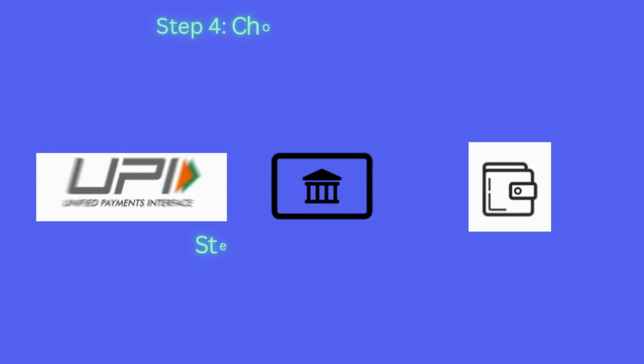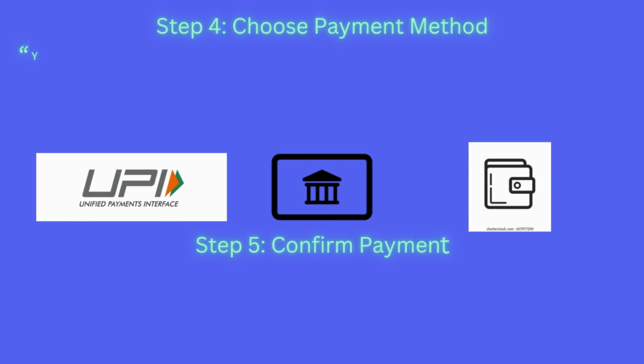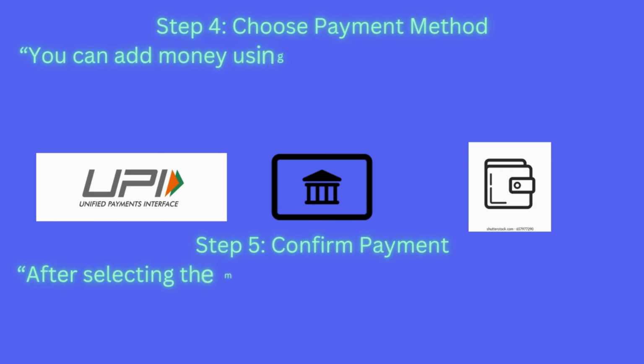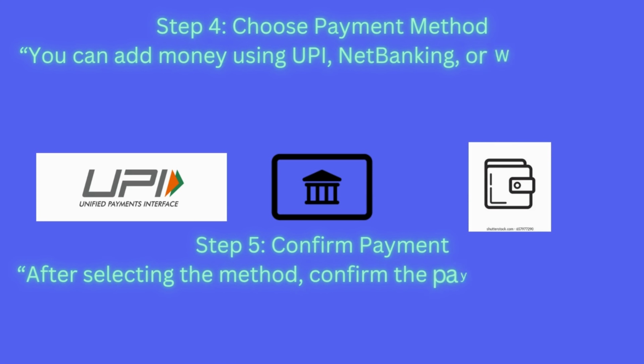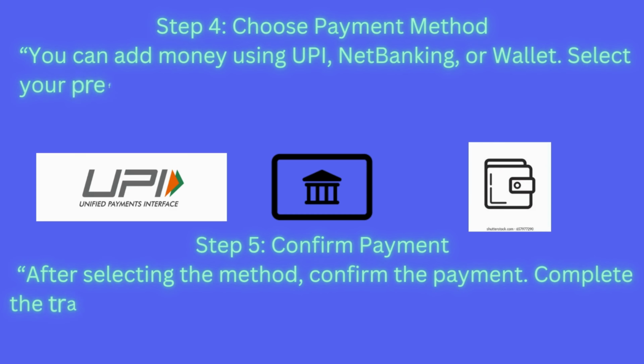Step 4. Choose payment method. You can add money using UPI, net banking, or wallet. Select your preferred option. Most people use UPI as it's quick and simple.